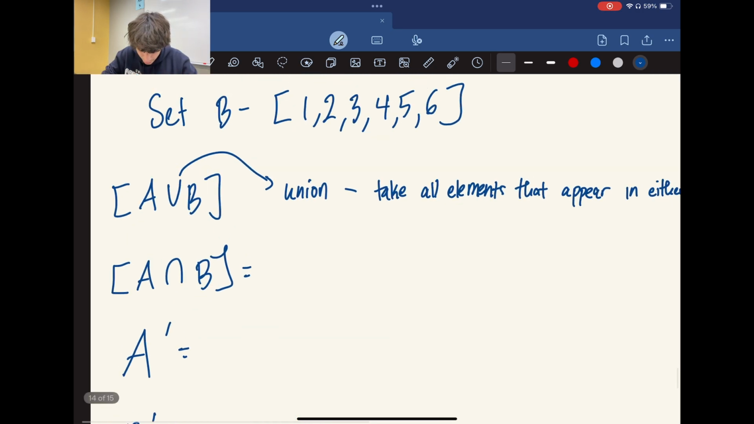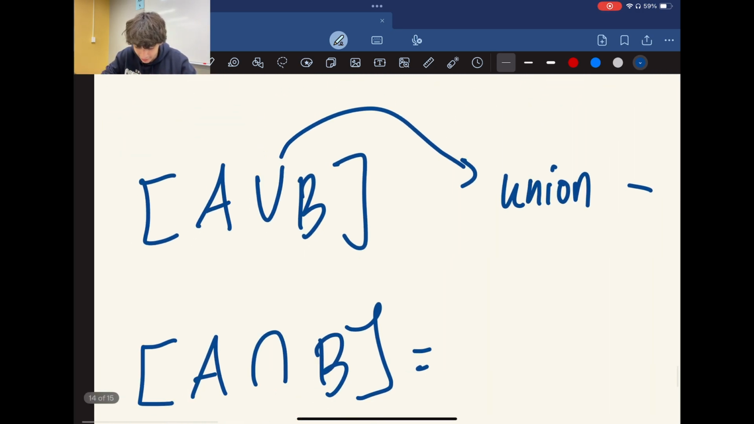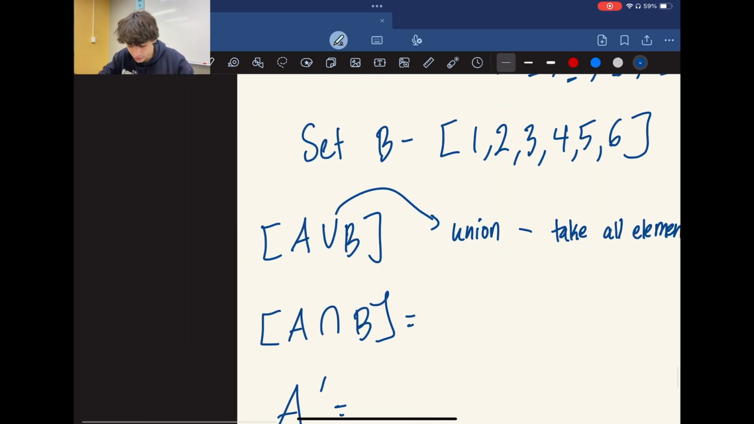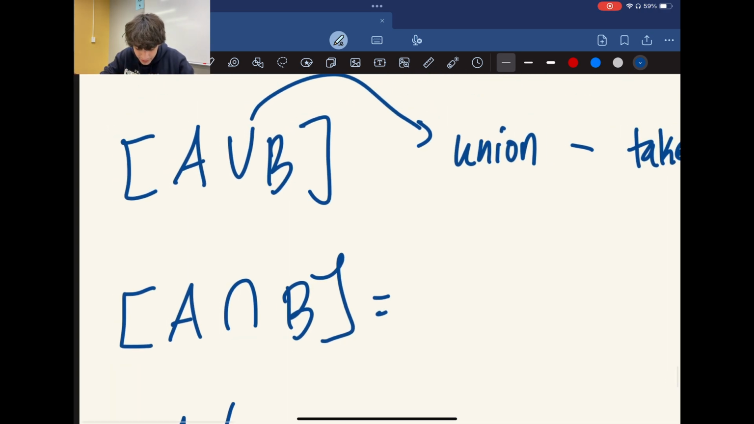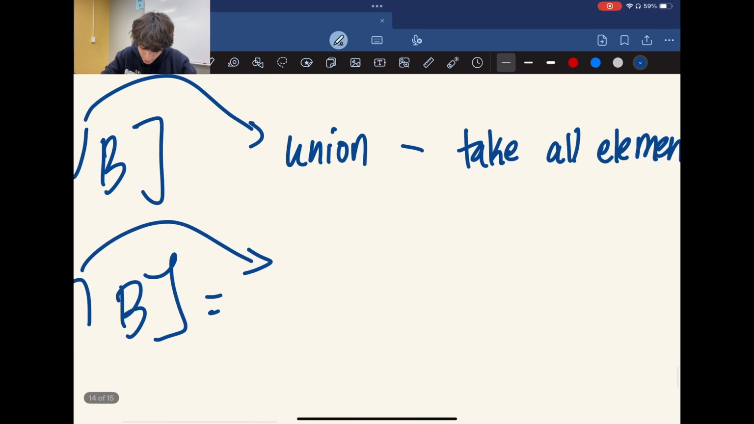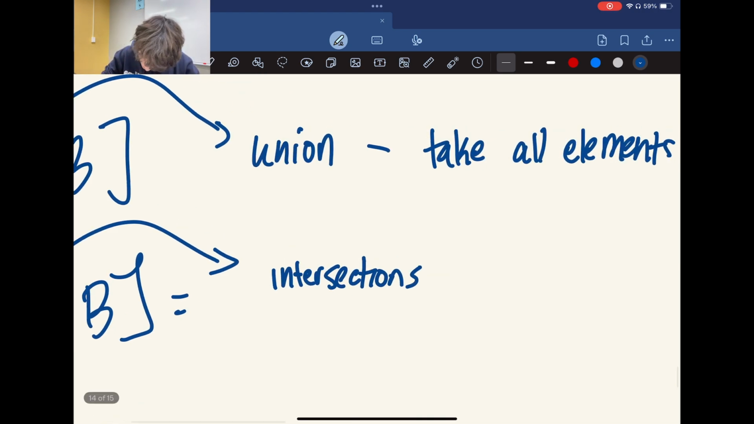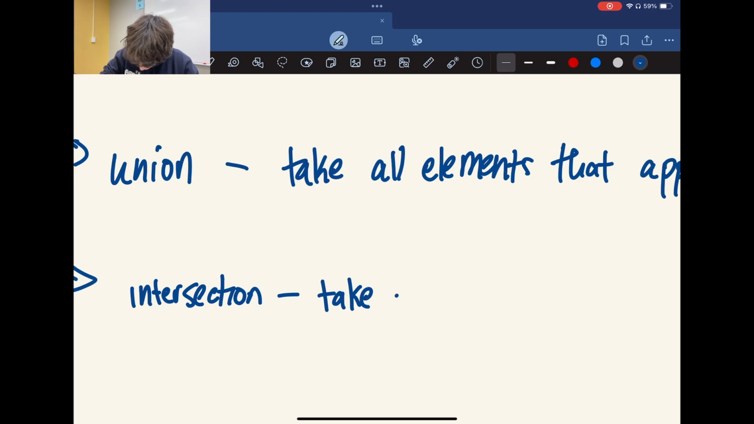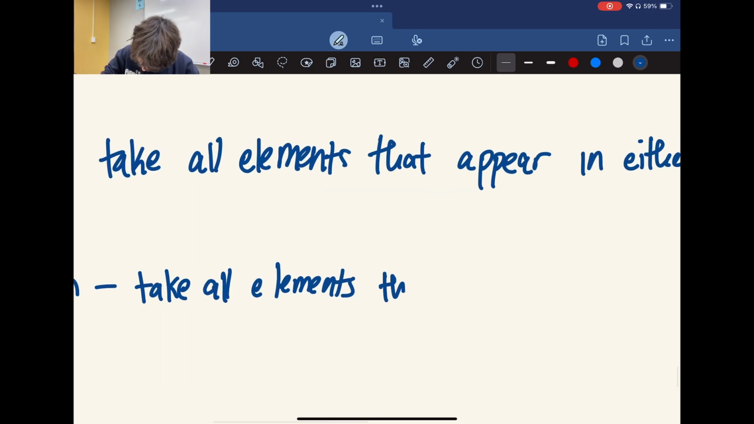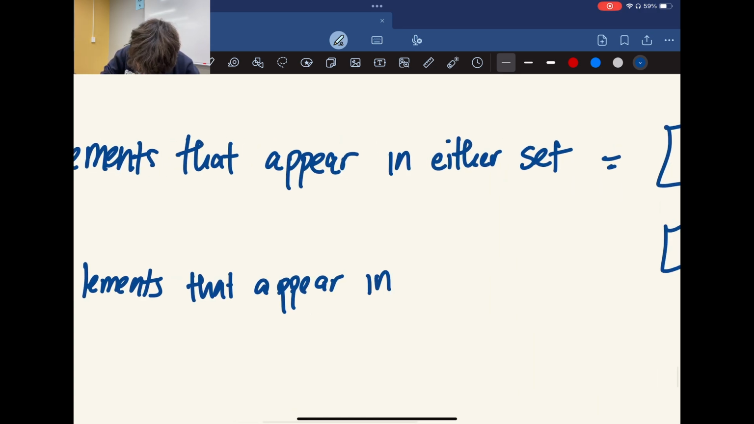So going down now to this, what do we have here? If A union B is a union, and the union means everything that appears in either set, this upside down U, well, this is what we call an intersection. And the intersection is calculated by taking all elements that appear in both sets. So recurring elements.